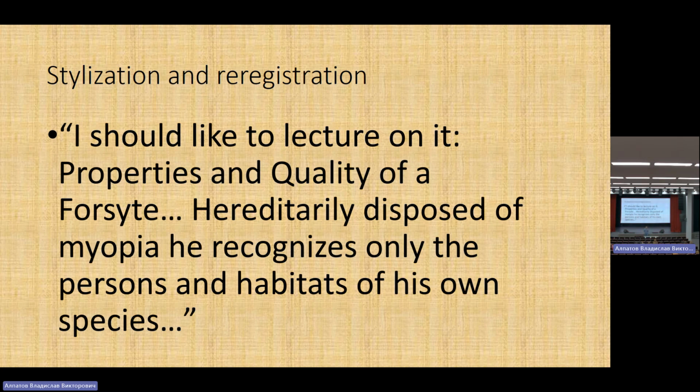For example, this is a fragment from John Galsworthy, when one character starts to criticize the Forsytes, the capitalists, for their selfishness, for their inability to see other people's grief. But he does that in the style of a lecture. "I should like to lecture on it. Properties and quality of a Forsyte," as if a Forsyte was an animal or an insect. "Hereditarily disposed to myopia," наследственно предрасположенный к близорукости. "He recognizes only the persons and habitats of his own species." Он опознает только лица и места своего собственного вида. Meaning that he's like blind. He doesn't see other people who are below him.